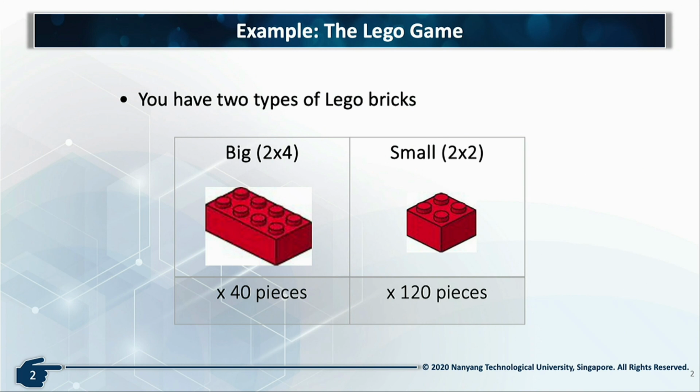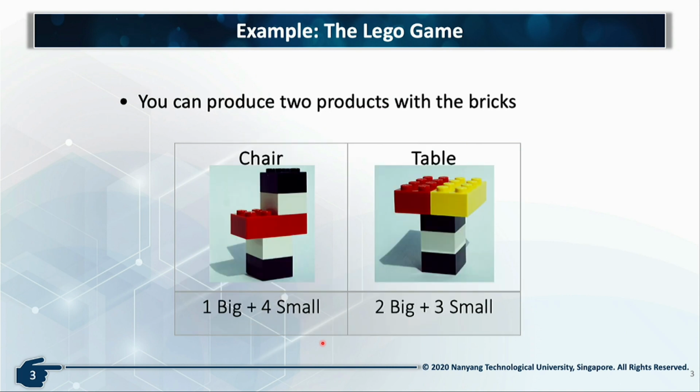Suppose you have two types of Lego bricks, one big brick and the other small brick. You have 40 pieces of the big bricks and 120 pieces of the small bricks. Now, you try to make use of those bricks to produce two products. One product is the chair, which is made of one big brick and 4 small bricks. The other type of product is the table. One table is made of 2 big bricks and 3 small bricks. Okay?